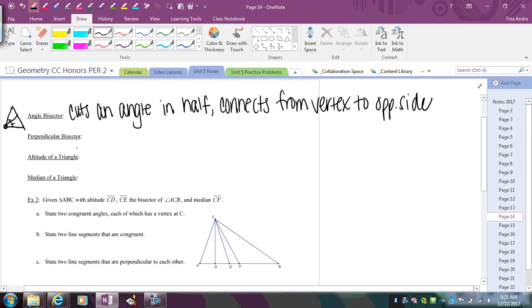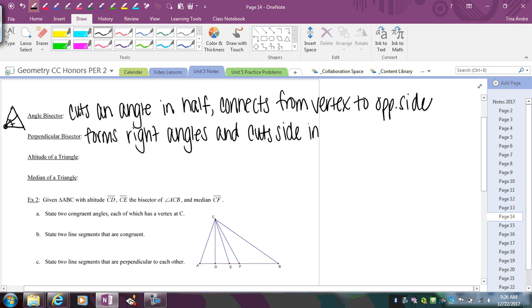Perpendicular bisector you've also heard of, but you haven't necessarily seen it in a triangle. So a perpendicular bisector has to form right angles and cuts side into 2 congruent segments, or in half.